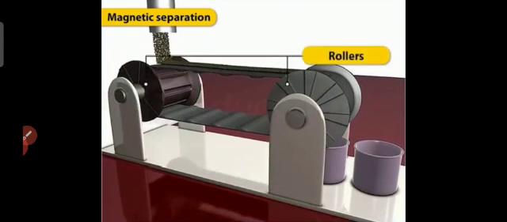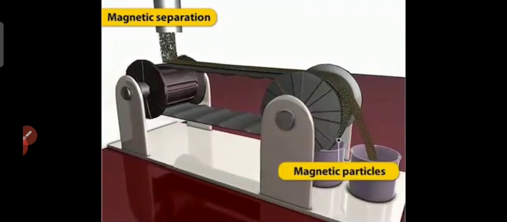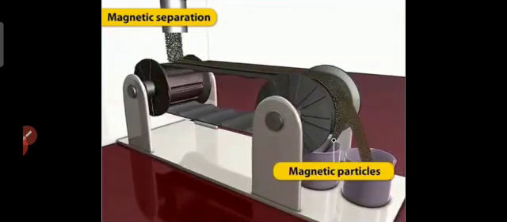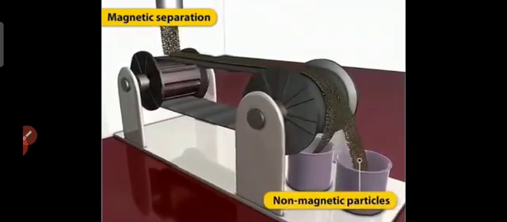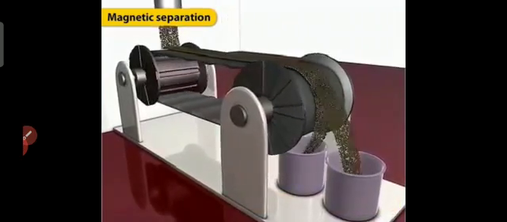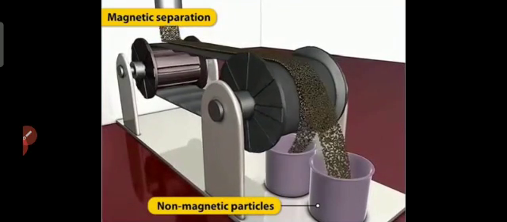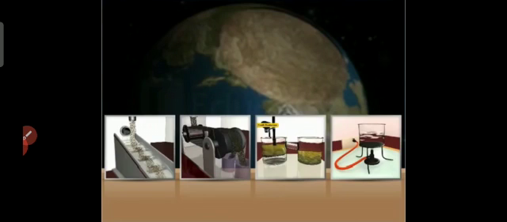This one is the magnetic separation method. This is the conveyor belt roller. Now you see down two buckets are there. In one bucket magnetic particles are poured, in another bucket non-magnetic particles. This is used to separate tin, in which a magnetic impurity is present. One bucket for magnetic particles, another for non-magnetic particles.